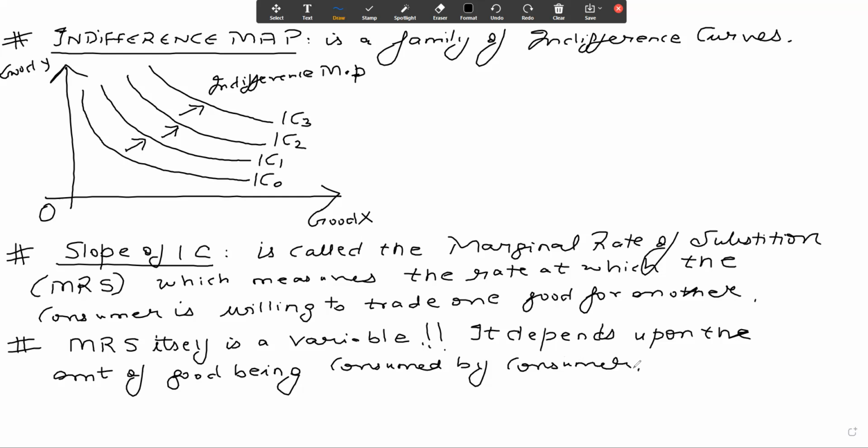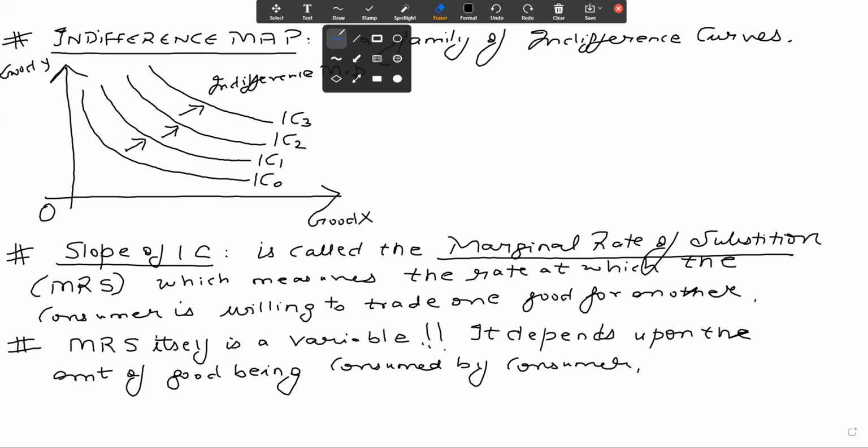So what we need to understand is that the slope of the budget line is a constant. Hence, the budget line was downward sloping and linear, but the slope of the indifference curve, which is the marginal rate of substitution, is not a constant. It is a variable. As we move from left to right along the indifference curve, MRS will keep on changing. And MRS simply measures the rate at which the consumer is willing to trade one good for another. I hope students have understood this.